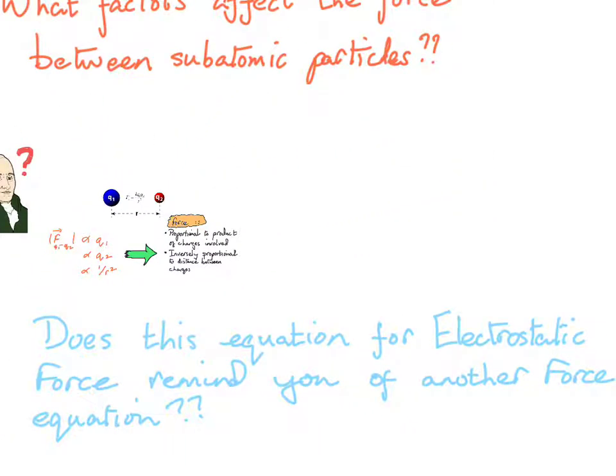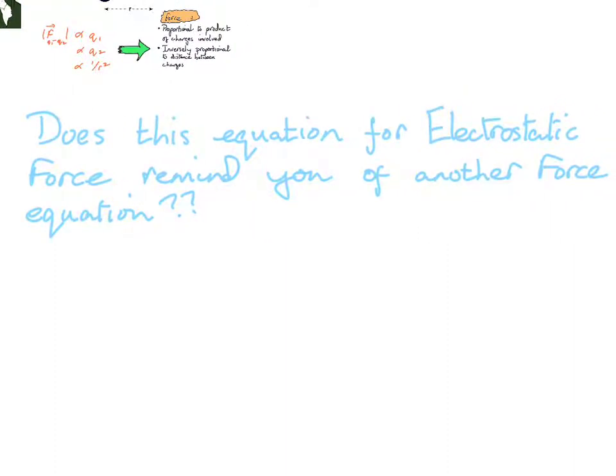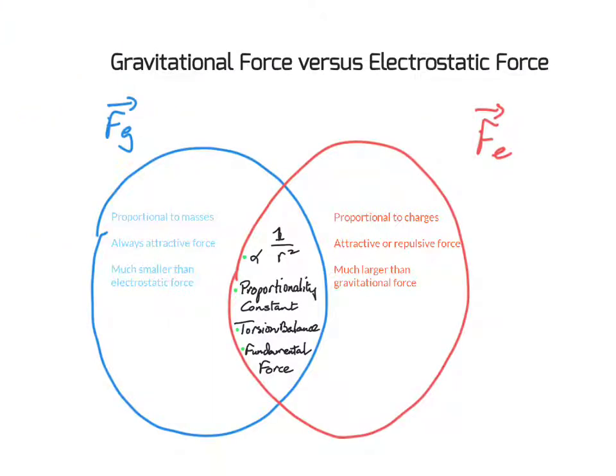Well, does this equation for electrostatic force remind you of another force equation by any chance? Well, if you said that it reminded you of the gravitational force equation, Fg equals G m1 m2 over r squared, then you'd be correct. It is quite similar to the electrostatic force equation. And in physics, this inverse proportionality to the distance between them, the inverse square relationship, comes up quite a bit.